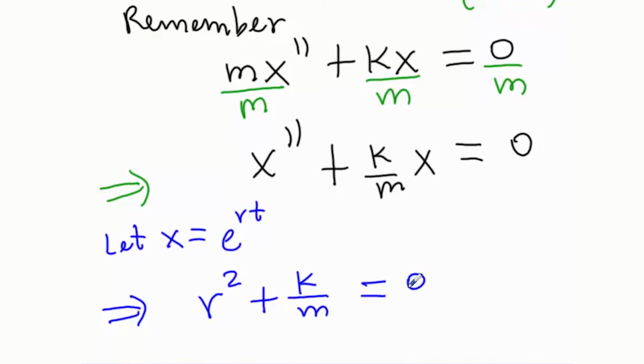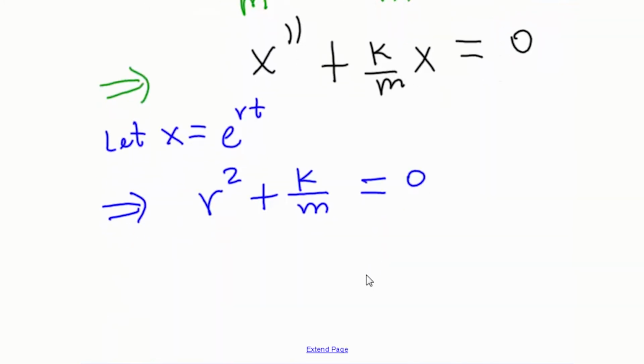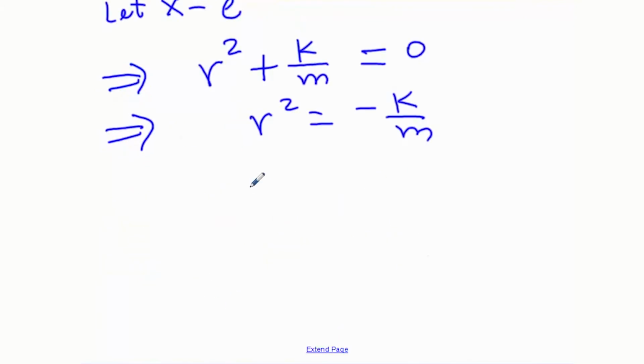So we go from the second order equation into finding the roots. Now we'd like to solve this characteristic equation for r. This leads to r squared minus k over m, and therefore r being plus or minus i times the square root of k over m. So now you can see the motivation.